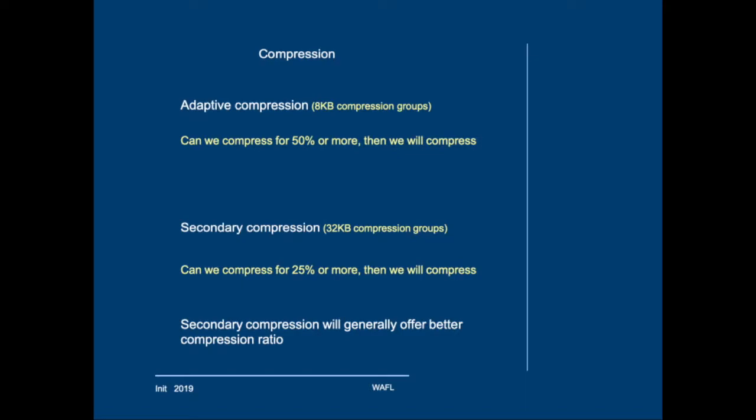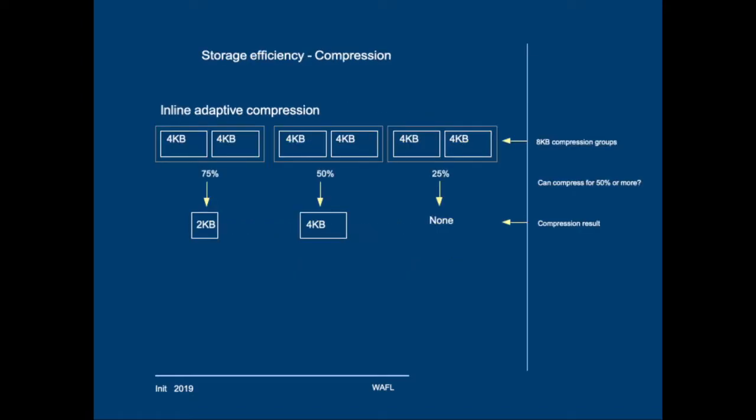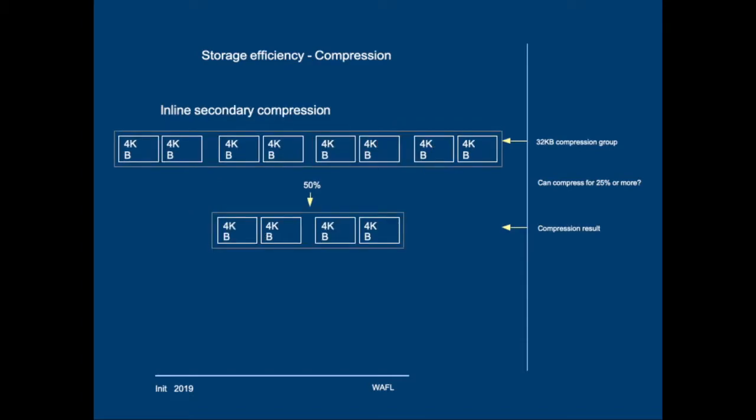Enabling inline compression means that you either compress 8K groups or 32K groups in memory. Compressing in memory may reduce the number of IOs, and of course it will save space, if possible. So inline adaptive compression will calculate whether compression can compress for 50% or more, so an 8K block will minimally compress to 4K or less. Secondary compression will calculate whether compression will compress for 25% or more, so a 32K block will minimally compress to 24 kilobytes.